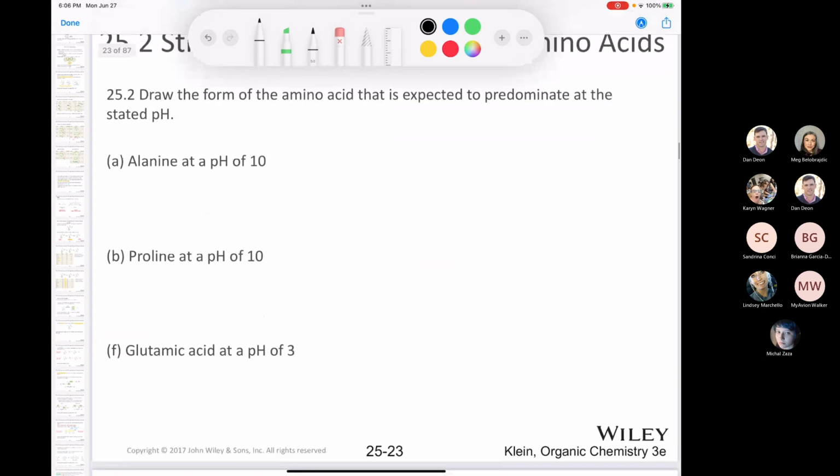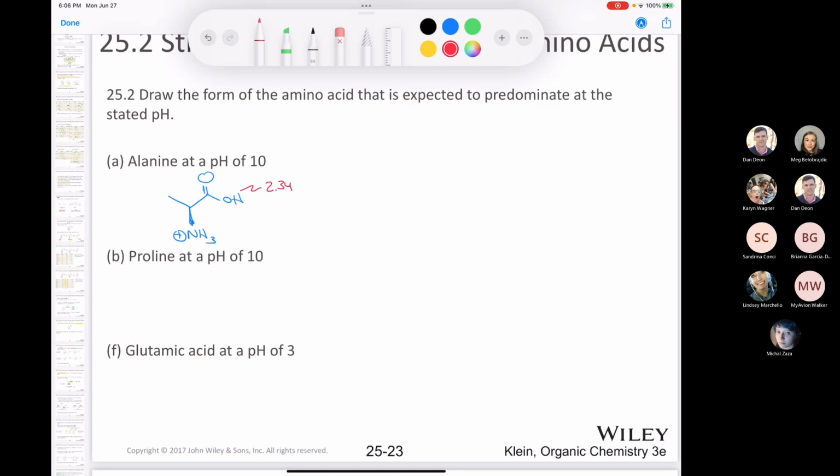All right, let's move on and let's try another question. This is question 25.2. It says, draw the form of the amino acid that's expected to predominate at the stated pH. So we're starting out with alanine at a pH of 10. Here's what we're going to do. I'm going to write out the structure of alanine in its fully protonated form. So alanine, as I just tried to draw it, is like this. And we'll put the protonated form of the amine here. I've gone and looked up the pKa values in the table. So the pKa of the carboxyl group is 2.34.